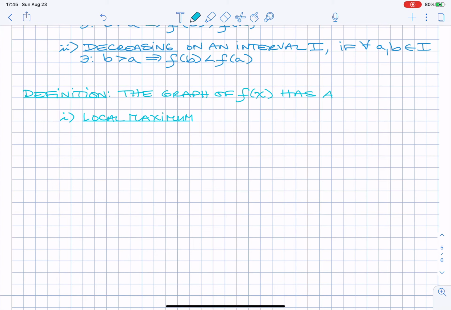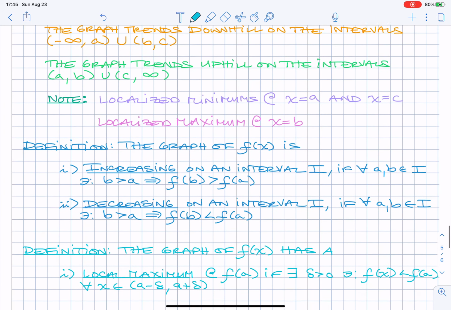So definition number one, let's call it local maximum, at f of a if there exists a radius delta greater than 0 such that f of x is less than f of a for all x on that interval. So a minus delta to a plus delta. So this is basically what I plotted.